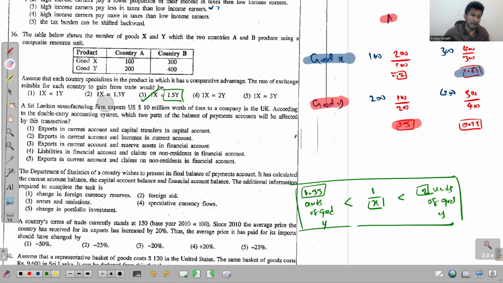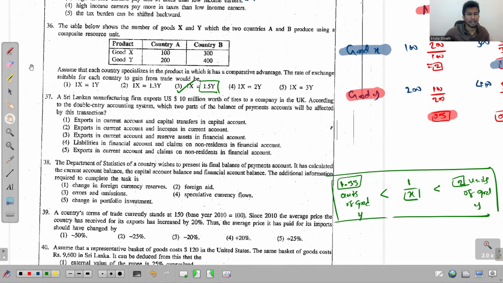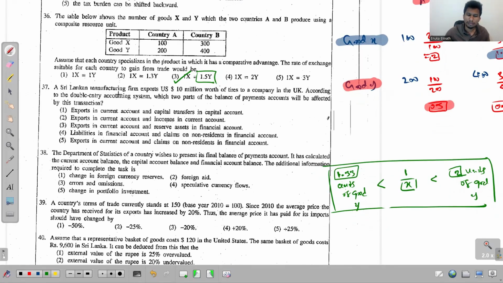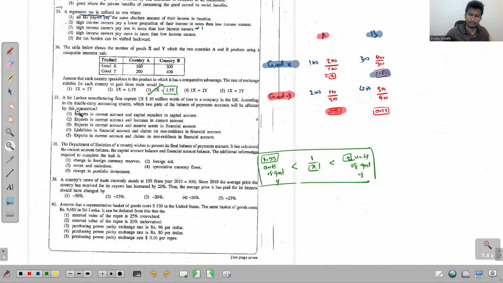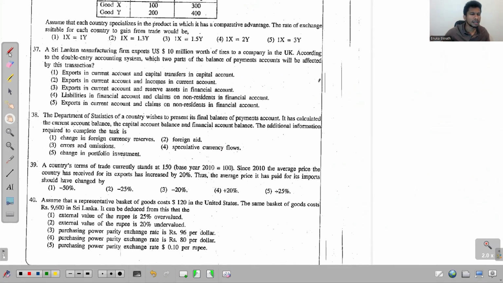So the answer for this question 36 is the third one. Right, now look at this question 37. Give me 1 second. In question 37, we see this. A Sri Lankan manufacturing firm exports 10 million worth of tires to a company in UK.